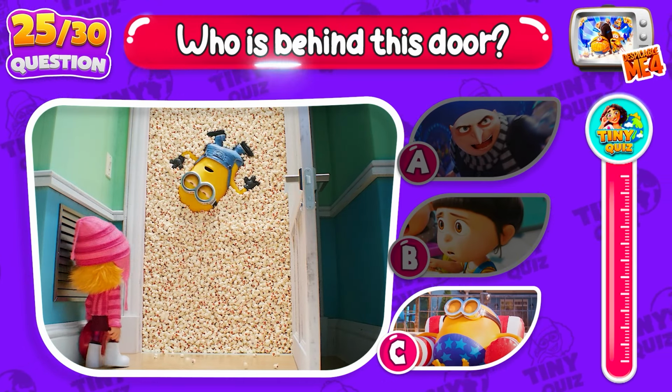Question 27. What happens to the minions? That's the correct answer. Bingo!